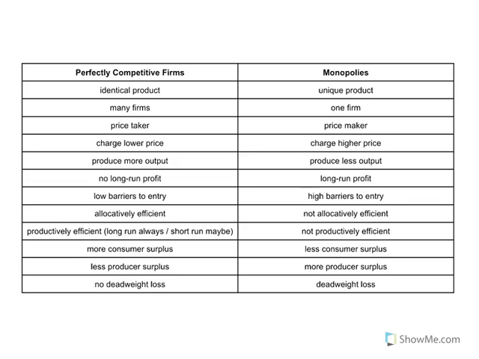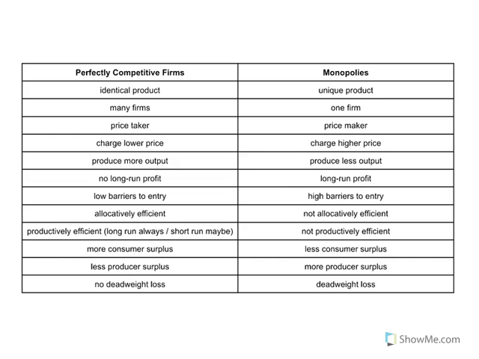So we know in perfect competition there's identical products. In monopolies, it's a unique product. In perfect competition, there's many firms. In monopolies, there is one firm. In perfect competition, they are price takers. In monopoly, they are price makers, meaning they can set their own price. As we saw on the graph, they charge a lower price in perfect competition, whereas in monopoly, they charge a higher price. And as we saw before, perfectly competitive firms produce more output, but monopolies produce less output.